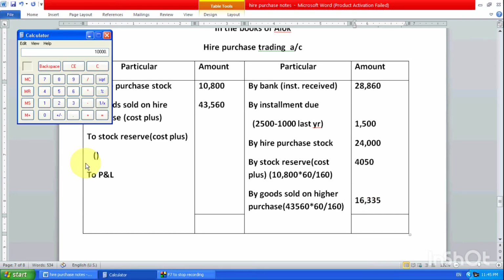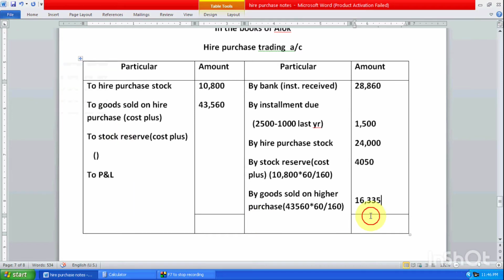So how much are we getting? 16,335. You can see here on the calculator, 43,560 into 60 divided by 160 means 16,335.